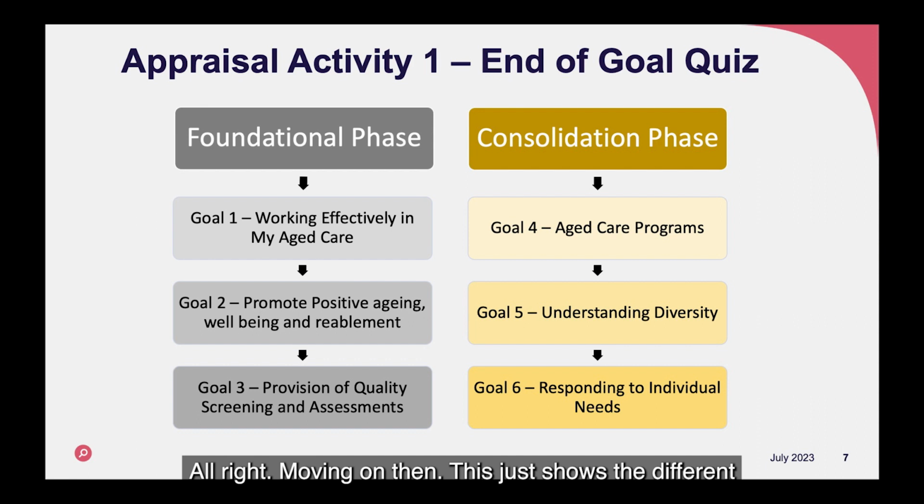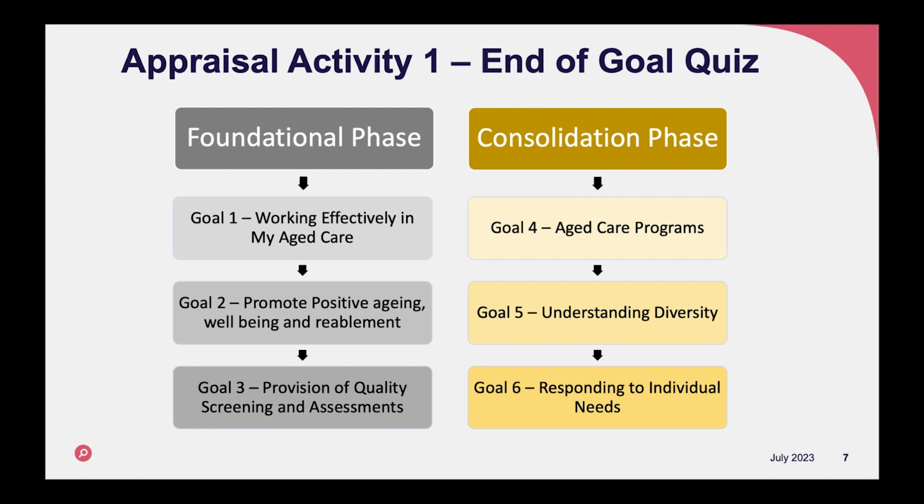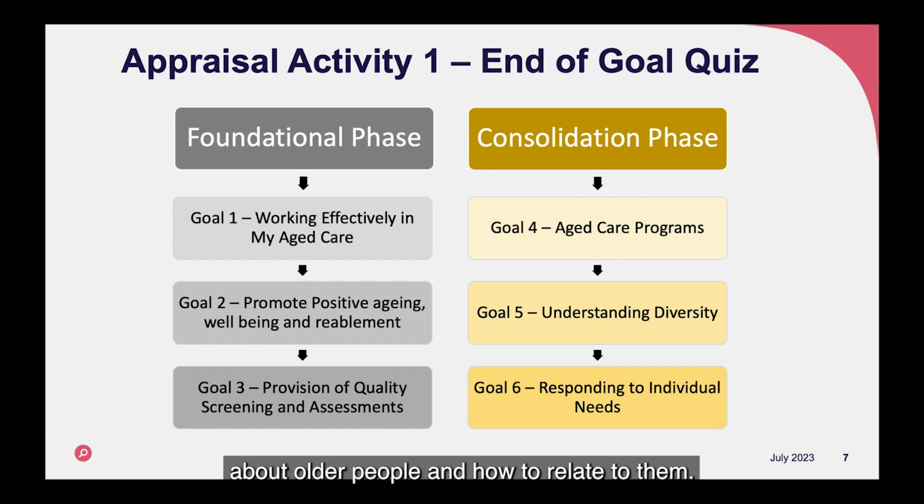This just shows the different online learning goals that are in each phase. So in the first phase, we've got working effectively in aged care, promoting positive ageing, wellbeing and reablement, and provision of quality screening and assessments. So they're really the fundamentals that you need to learn about aged care and how to do assessments. In the second half then, we're giving you more information about all the different programs and about older people and how to relate to them. So we've got Goal 4, aged care programs, Goal 5, understanding diversity, and Goal 6, responding to individual needs.